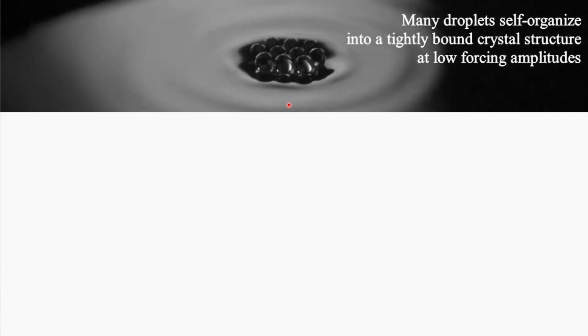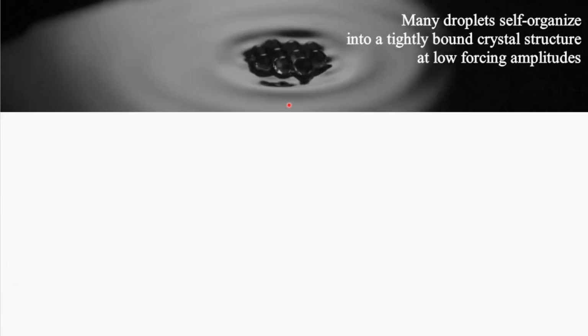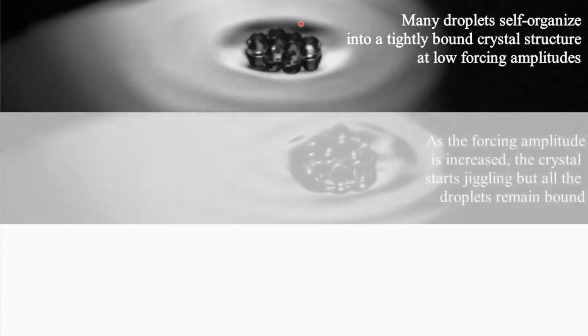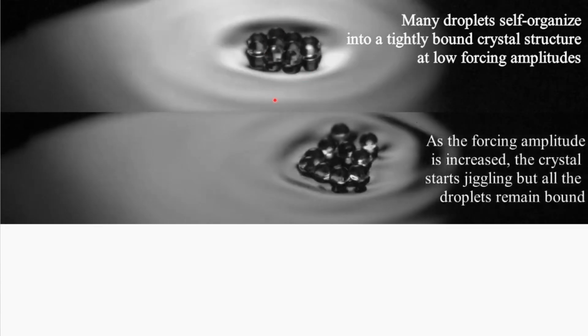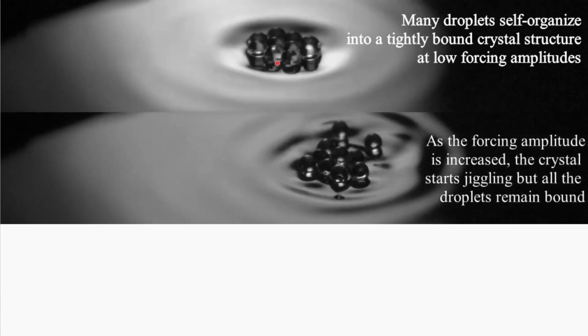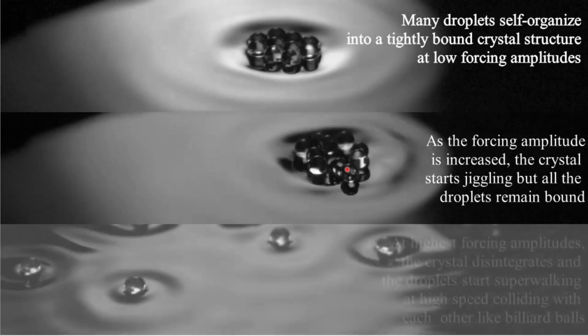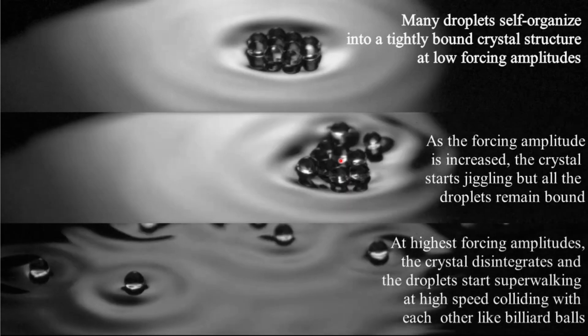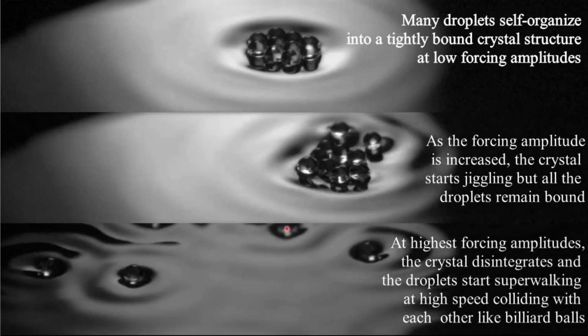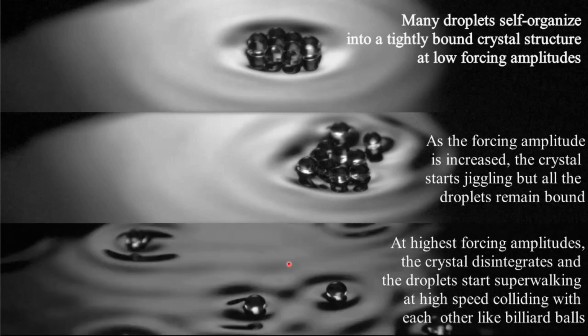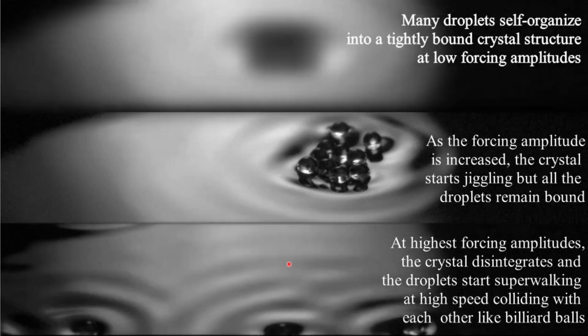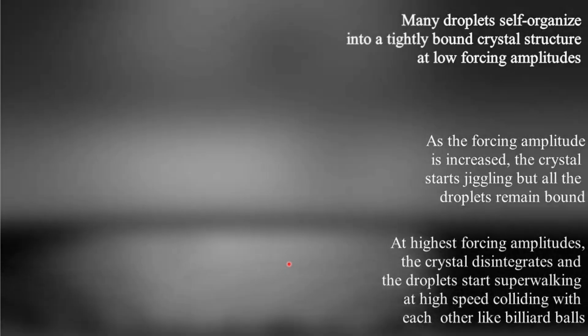Now, if we have multiple superwalking droplets, then we see some very interesting behavior. At low memory, they collectively self-organize into a crystal-like lattice structure. As we increase memory, the crystal disintegrates, but the droplets remain bound and they oscillate chaotically. And at high memory, the bound state completely disintegrates and the droplets behave like a gas of particles colliding with each other like billiard balls.